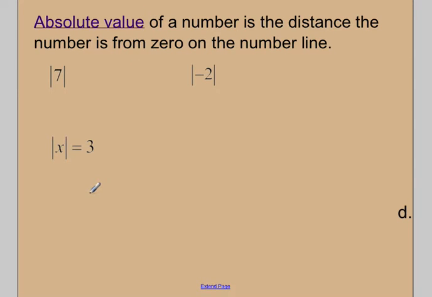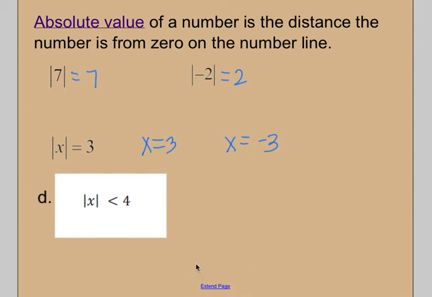Okay. So absolute value of a number is the distance, remember, from 0 to that number. So the distance from 0 to 7 would just be 7. Okay, remember this, the distance from 0 to negative 2 is 2. So it's basically always just taking the positive value. So some things we want to remember is what could x equal? Well, what would give me an absolute value of 3? Well, obviously 3, and the absolute value of negative 3 is also 3. So for this problem, my answer would be 3 and negative 3. Okay, so let's keep that in mind as we move into D.